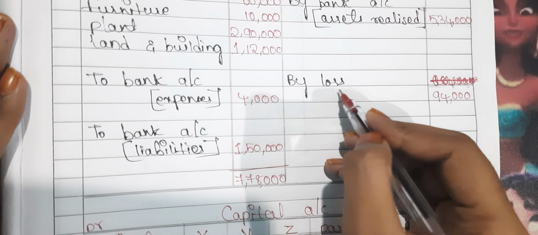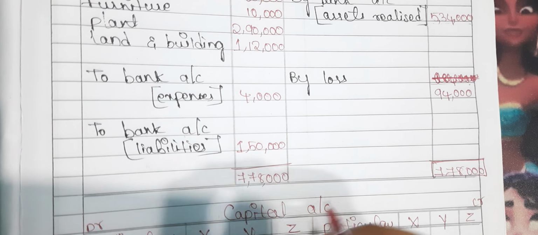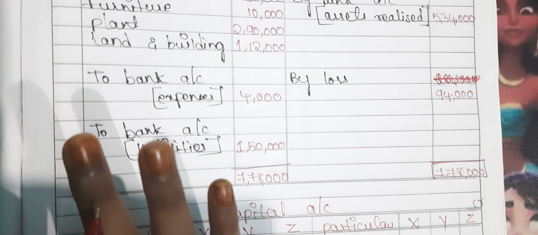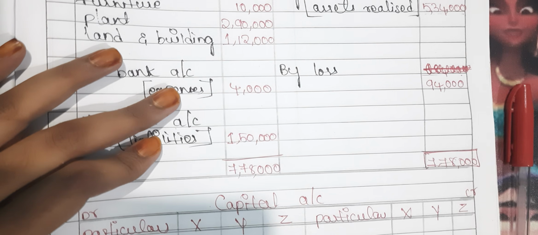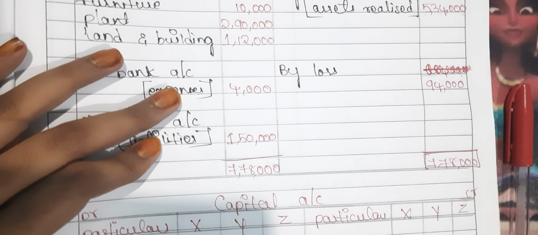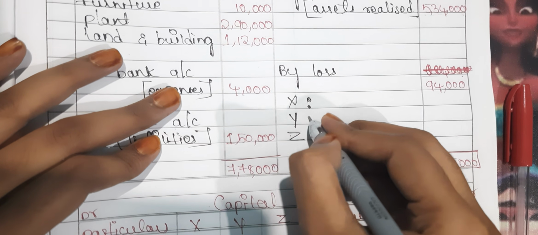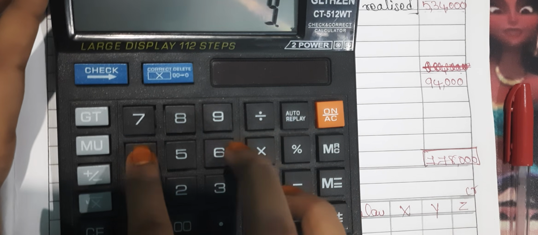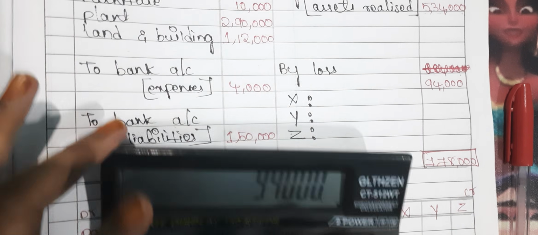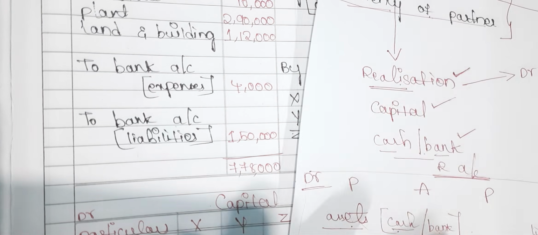After getting the loss or profit, what we were doing in the admission and retirement revaluation account, we were distributing that amount to the partners, right? In the same way, here also we need to distribute this amount to the partners. The partners are X, Y, Z. This 94,000 we need to distribute to X, Y, Z according to their profit sharing ratio.